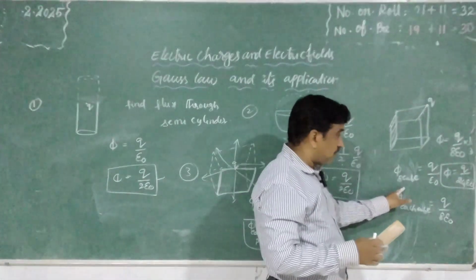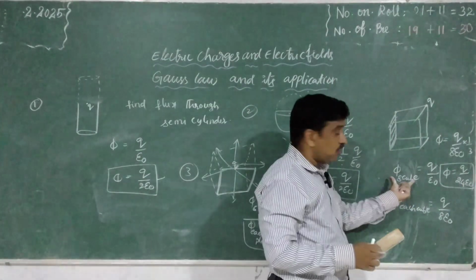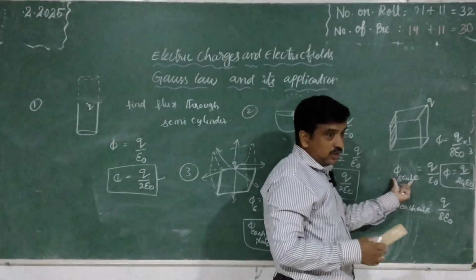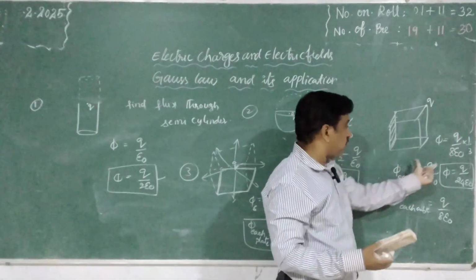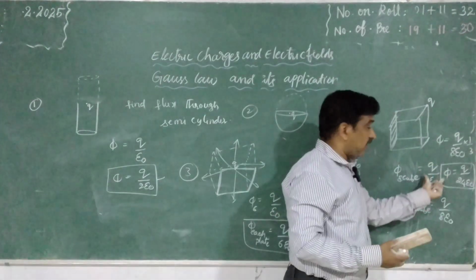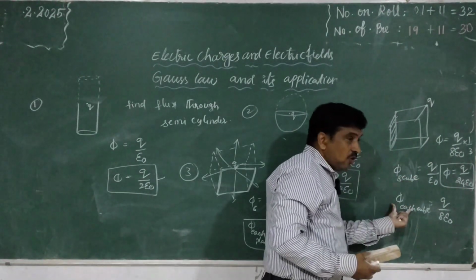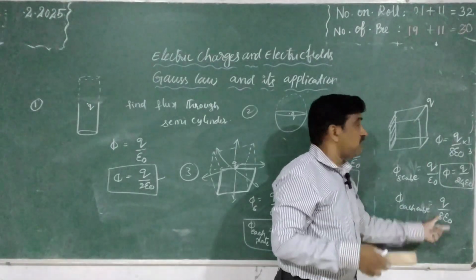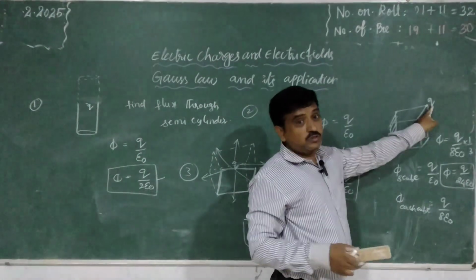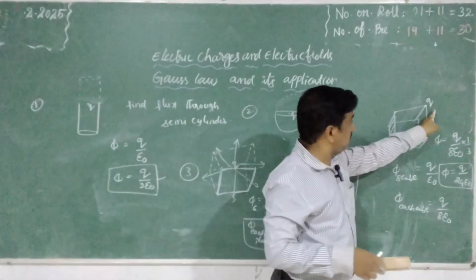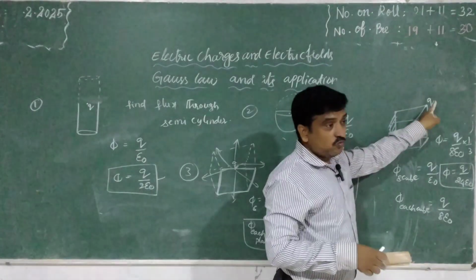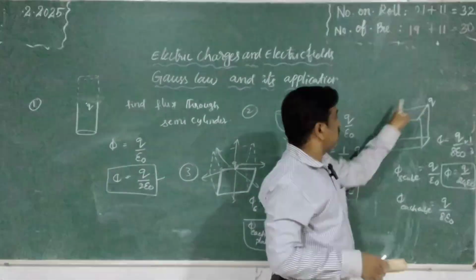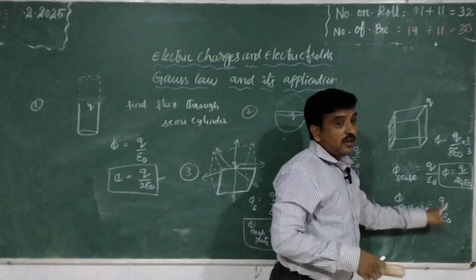For getting a closed surface, how many cubes are we using? 8 cubes. So the flux through 8 cubes creates a closed surface. In that case, what is the flux through the closed surface? Q by epsilon naught. So the flux through each cube is Q by 8 epsilon naught when the charge is at the vertex only. When the charge is at the vertex, that's important. What is the flux through this cube? Q by 8 epsilon naught.